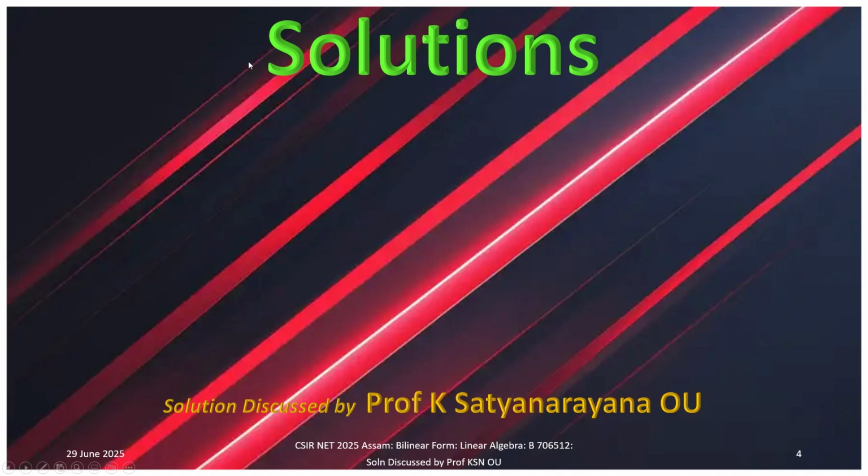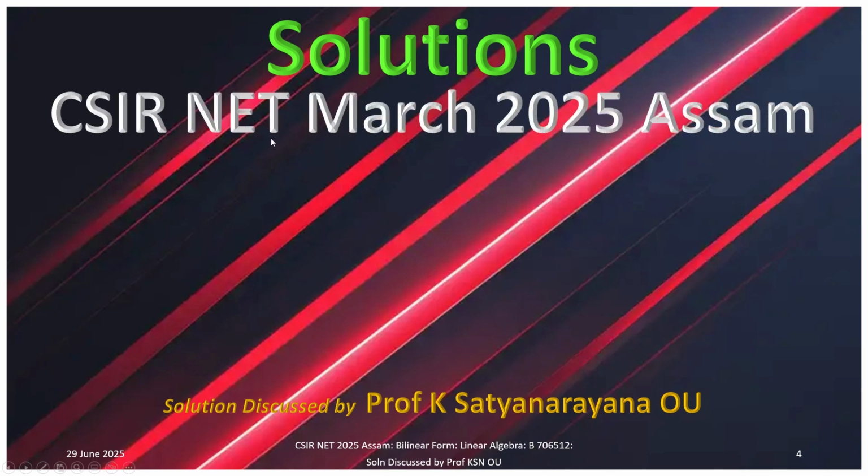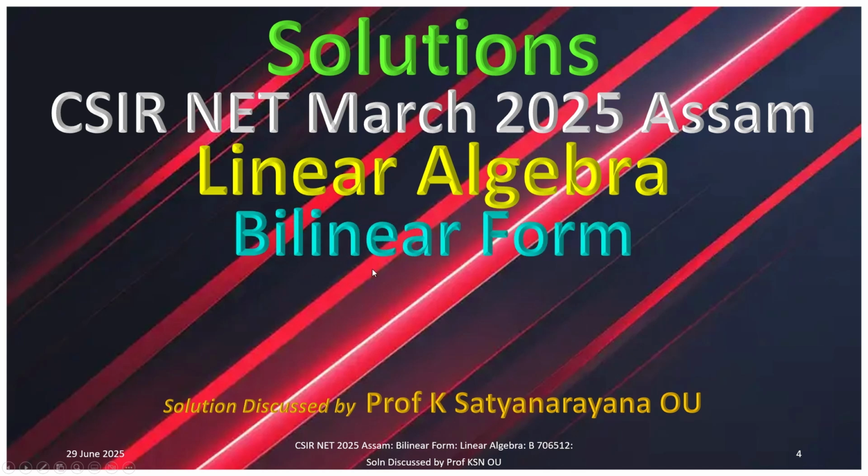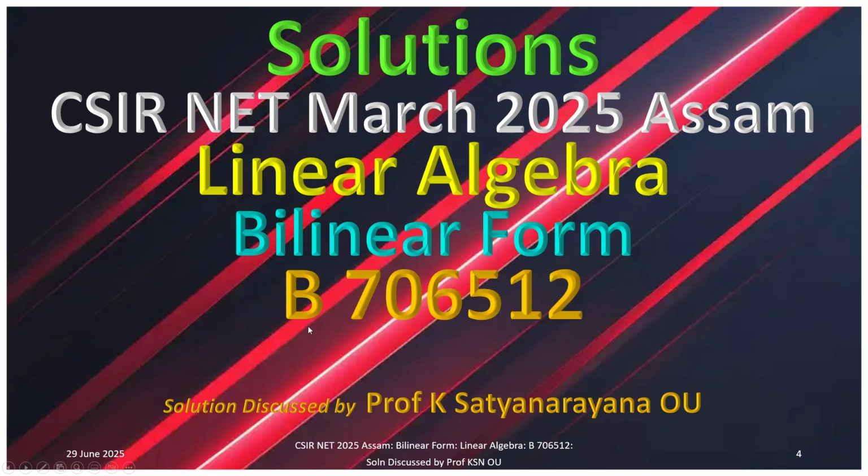We continue the discussion of the solutions of the problems from the question paper CSIR National Eligibility Test held in the month of March 2025. It is a rescheduled examination for Assam Center. In this video, we discuss the solution of a problem from the section Linear Algebra, and the problem is related to the bilinear forms. And this question is placed in part B, which is a multiple choice question.